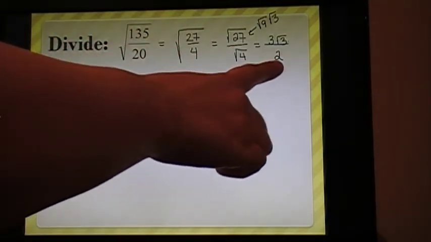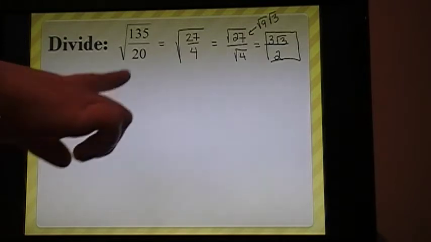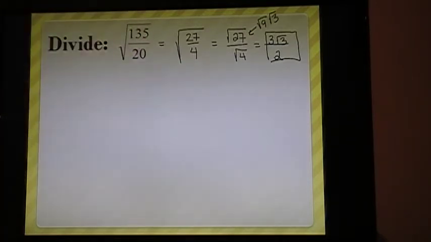And final is no roots left in the bottom, and no root is in the bottom. So I have met all 3 conditions, so I can stop. Okay, that is the division. That is the quotient that results from doing that simplification.